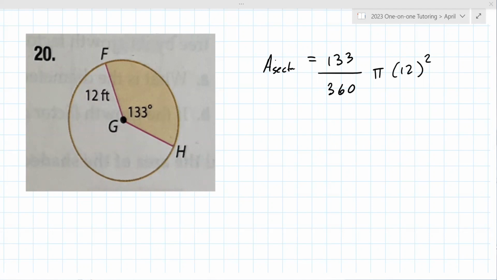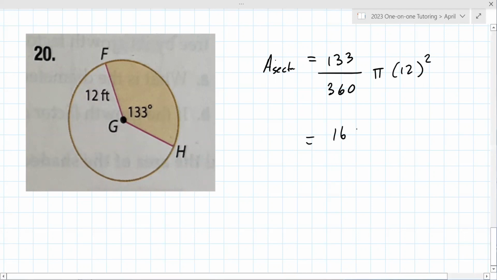All right, let me get my thing up. All right, I've got the answer here whenever you're ready. Just one more second. Yeah, I got 167.1 square feet. Okay. Square feet, feet squared, good.